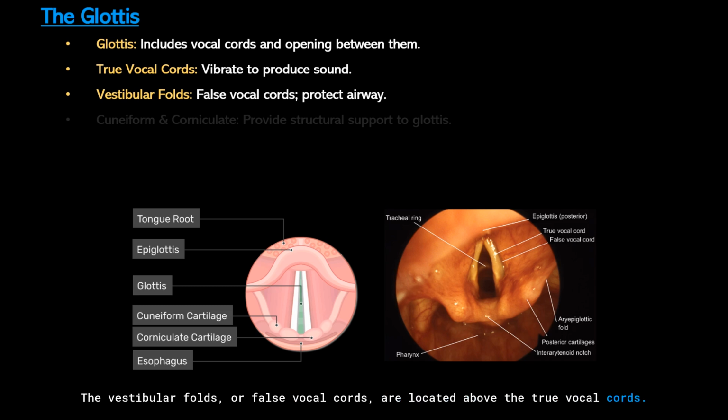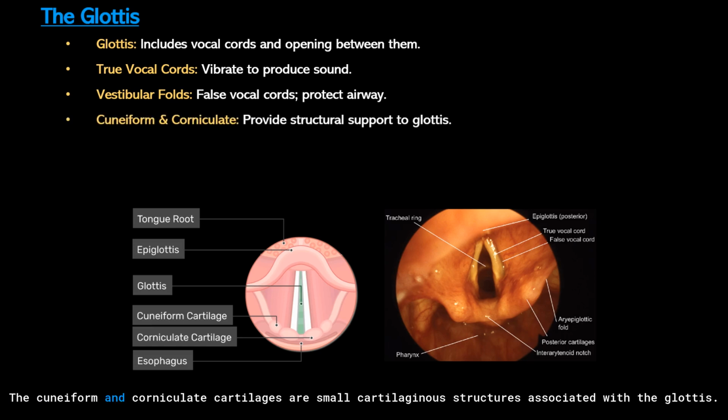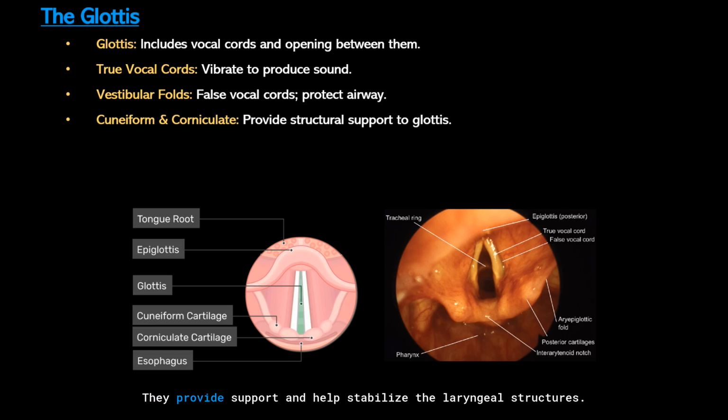They do not contribute to sound production, but help close the larynx when swallowing, providing an additional layer of airway protection. The cuneiform and corniculate cartilages are small cartilaginous structures associated with the glottis. They provide support and help stabilize the laryngeal structures. They contribute to the flexibility and control required for both phonation and airway protection.